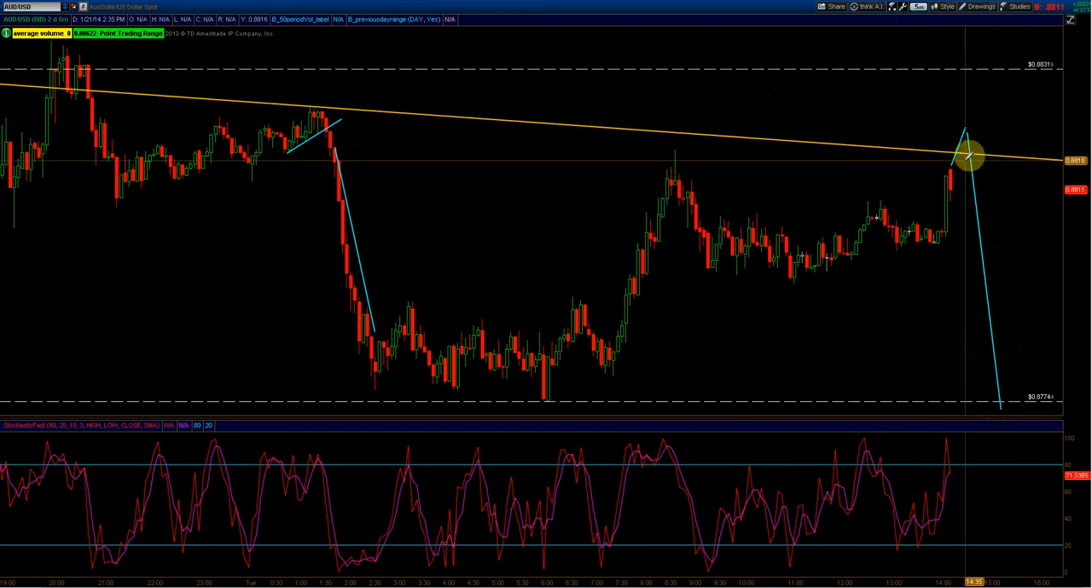So I will do another video either tonight or tomorrow talking about the new levels of resistance and trend lines that I see.